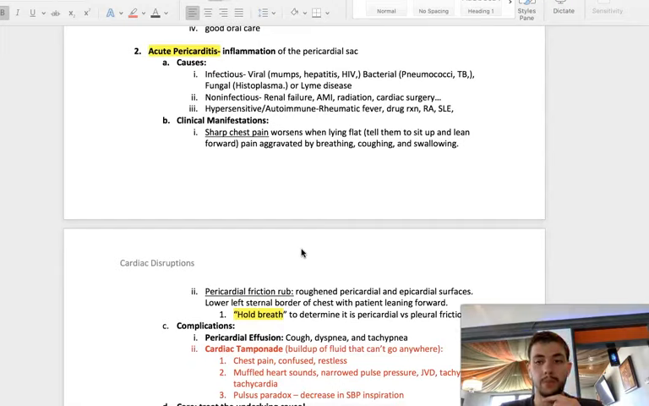Moving on to acute pericarditis, and again, always break down the word. Peri is the pericardial sac, and itis is inflammation, so inflammation of the pericardial sac. The causes may be infectious, fungal, or non-infectious. The infectious ones are viral, like mumps, hepatitis, HIV; bacterial, like TB; and fungal, like histoplasma or Lyme disease. Non-infectious causes include renal failure, radiation, and cardiac surgeries. Hypersensitivity and autoimmune rheumatic fever can cause it as well.